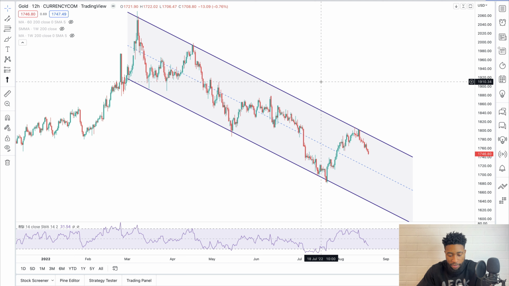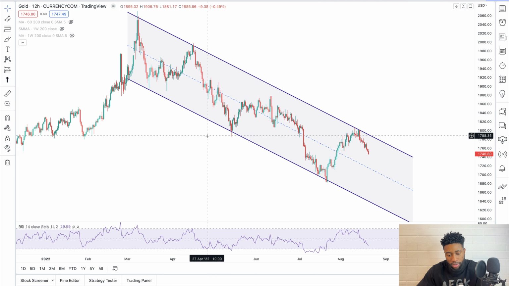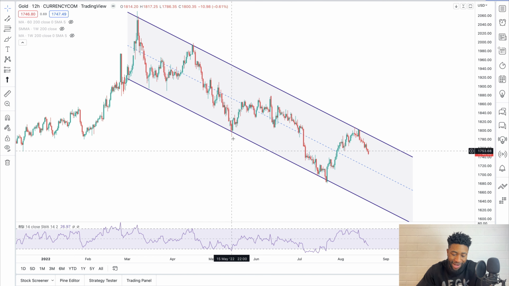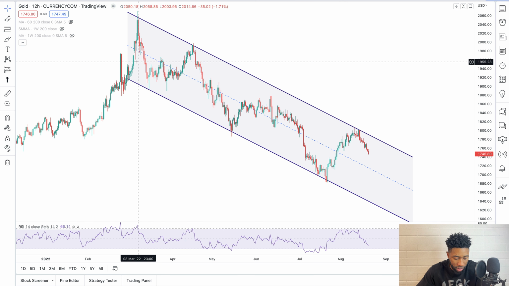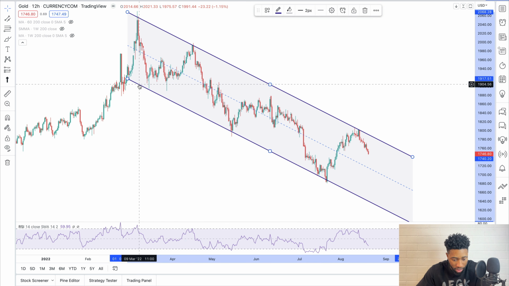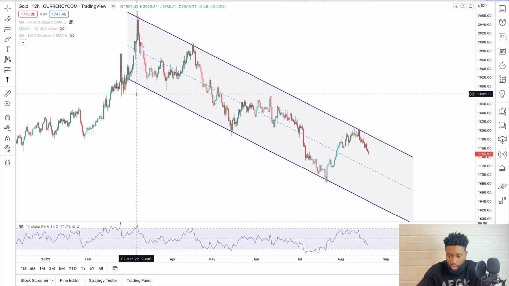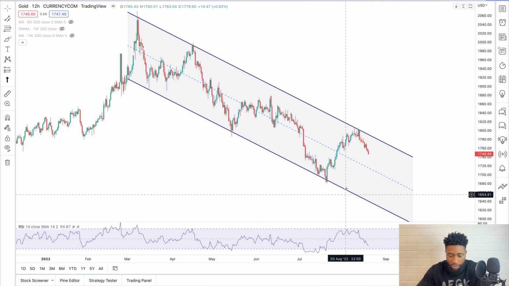On a 12-hour time frame, we can see that price has been declining within this channel for the past, I'm going to check the date here. This has been since March this year. Yeah, since March this year. So basically for about 4 months or so, we have been in this massive bearish trend.